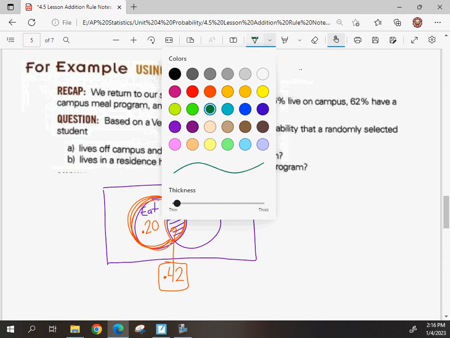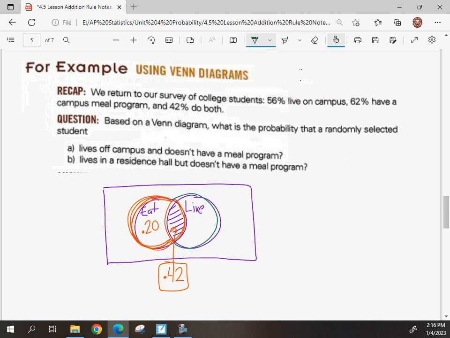And then if we want the students who are living on campus but have decided against having a meal program, well, there's 56% of those students, but 42% of them are already accounted for by these students who both live and eat on campus. So we'll do 0.56 minus 0.42 and get 0.14.